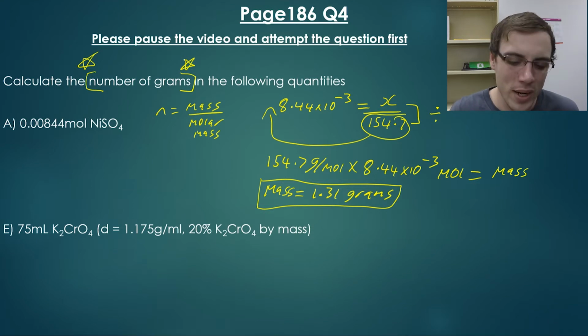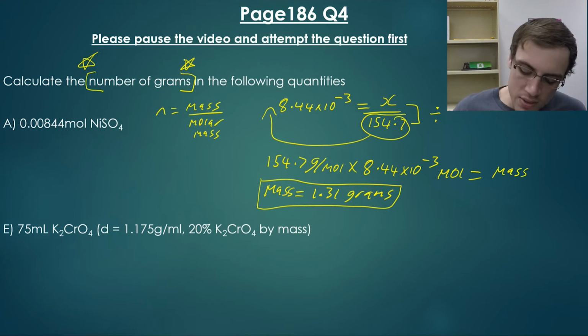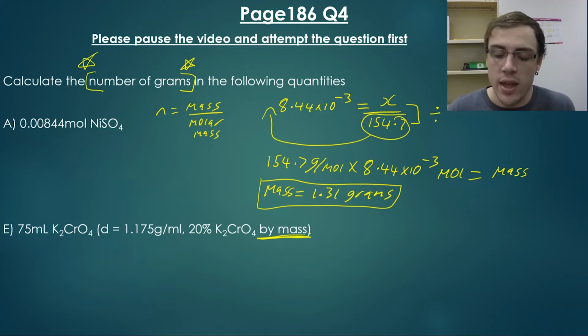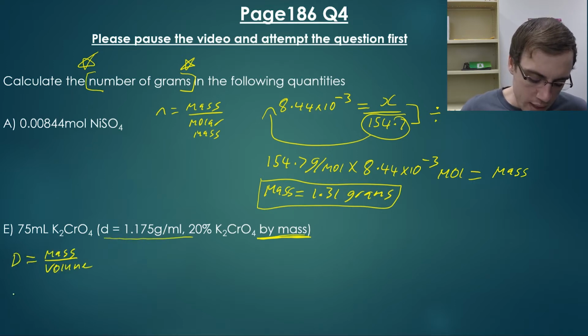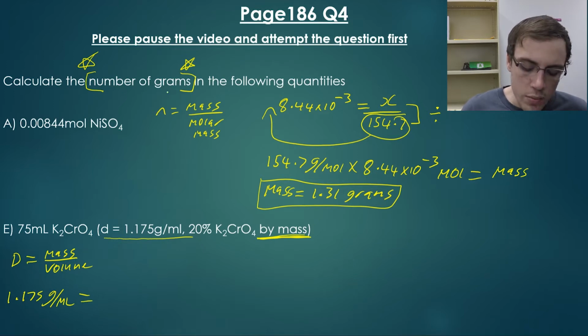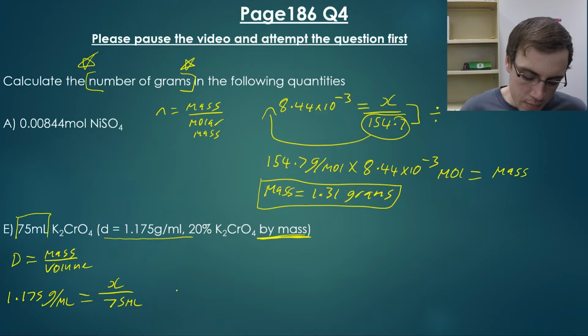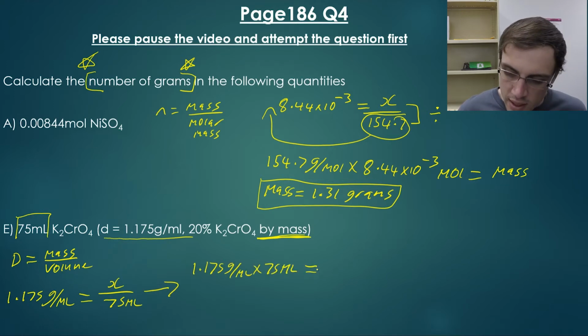This is one of those things where reading the question carefully is very important, because it's 20% by mass. So we have to convert to mass first, then take 20% of that, and then we'll have our answer. The big giveaway is we have our density here. The density, which is provided, 1.175 grams per mil, is equal to the mass, which again we don't know, over the volume. So we rearrange this, move the 75 over here, and if we punch that into our calculator, that gives us 88.13 grams. So we now have our mass.